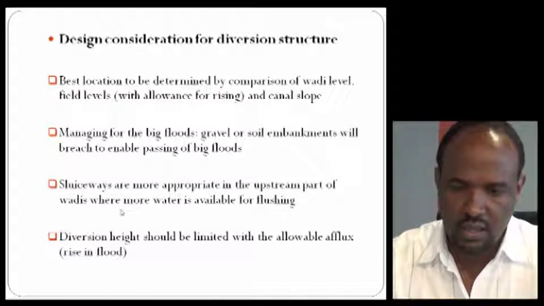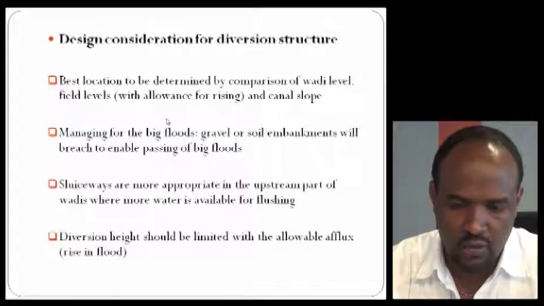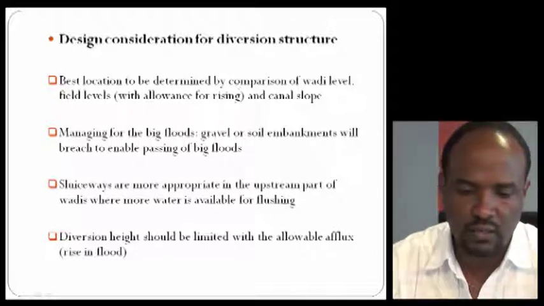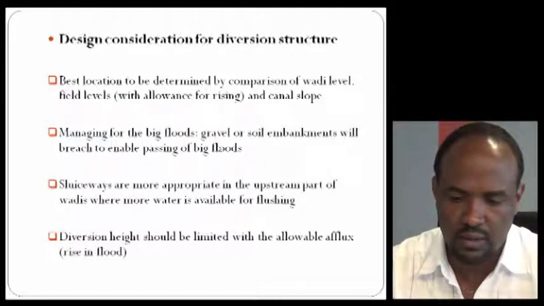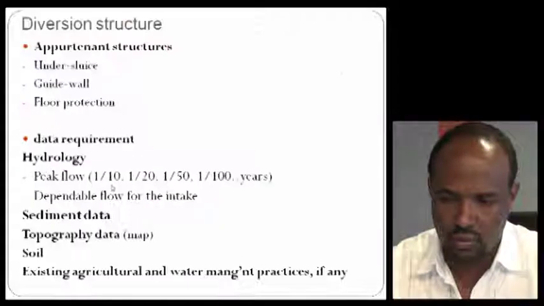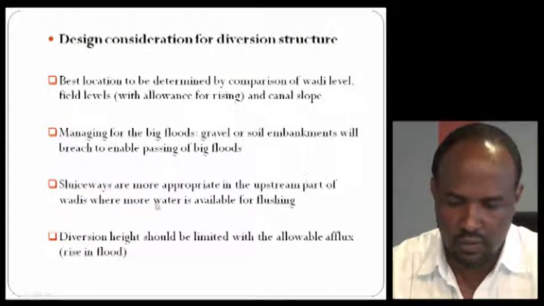And the design considerations for the diversion structures: the best location is to be determined by comparing the wadi level and field level, with allowance for rising and canal slopes, and managing for big floods. Gravel or soil embankments will be bridged to enable passing of big floods, and in this way we can manage the big flood as well. And if we also have to put sluiceways, or sluice structures, which help as under sluice structures, then they need to be at the upstream part of the wadi where more water is available for flushing.